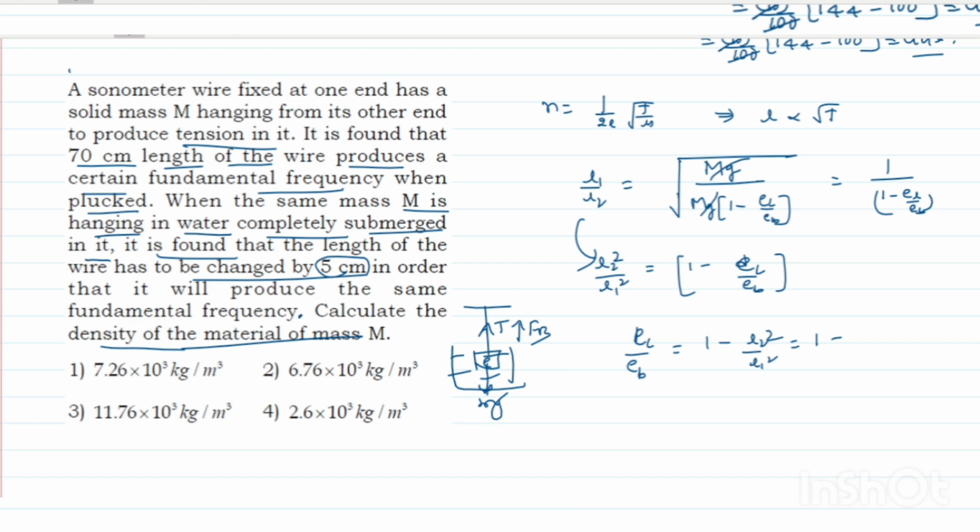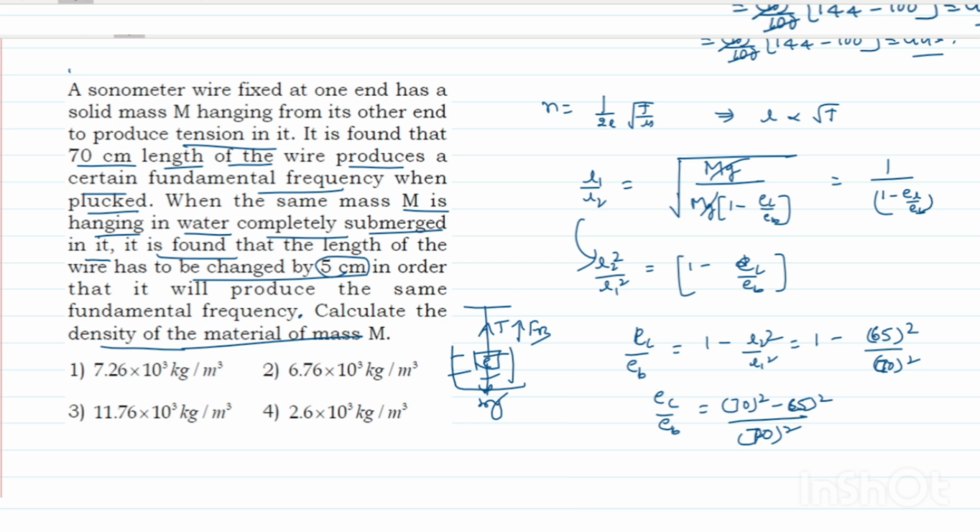When you place it inside the liquid, the length decreases, it changes by a decreased value of 5 centimeter. That means L2 is 65, whole square, by L1 square, where L1 is 70, whole square. So when you take the LCM, the density of the liquid by density of the body will be equal to 70 whole square minus 65 whole square by 70 whole square.